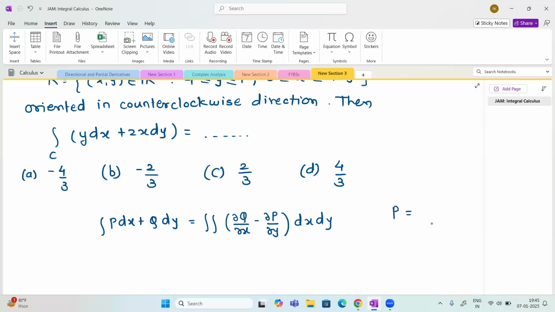It's y. p means the multiple of dx, right? And what is q here? 2x. Exactly. q is the multiple of dy. So I am supposed to take the derivative. Let me write it again. Integration over c of y dx plus 2x dy is equal to, this theorem says, double integration over s of del q by del x, that means the partial derivative of q with respect to x. Can anyone tell me?